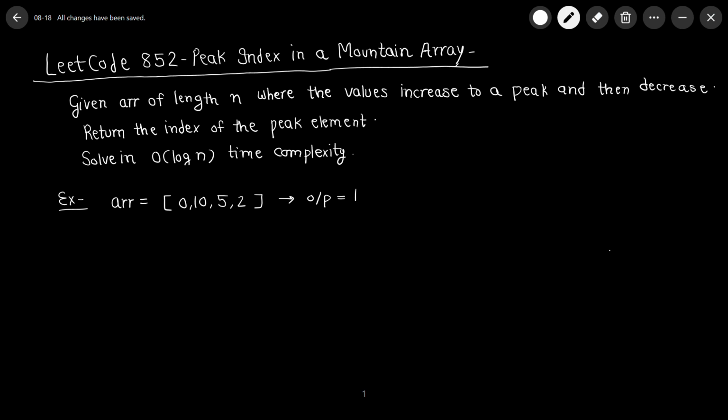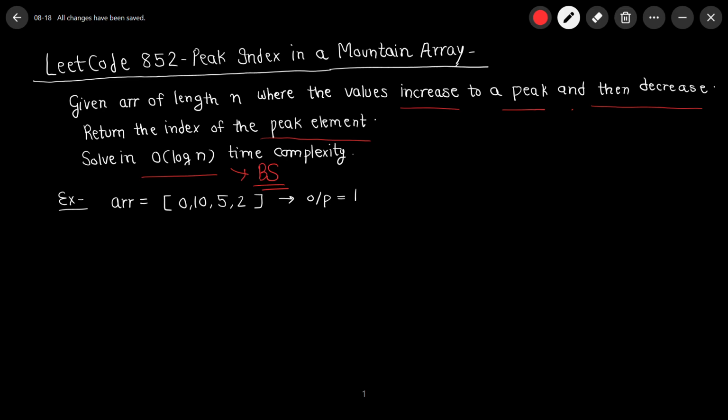Hi everyone, so today we will be solving LeetCode 852. It's called peak index in a mountain array. In this question, we are given an array of length n where values increase to a peak and then they decrease. We need to just return the index of a peak element, and we need to solve this in log n time. As soon as we see log n time, we get the hint of binary search. So we would be solving this using binary search.